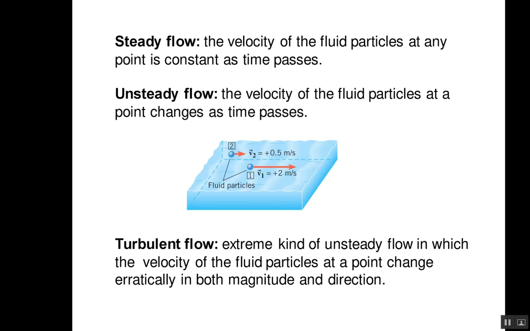Okay. Unsteady flow: the velocity of the fluid particles at a point changes as time passes. Remember, velocity could be direction, it could be speed, either one. For steady flow, the velocity is constant, it's not changing in speed, it's not changing in direction. Turbulent flow is a kind of unsteady flow in which the velocity of the fluid particles at a point changes radically, both in magnitude and direction, and they change from point to point.